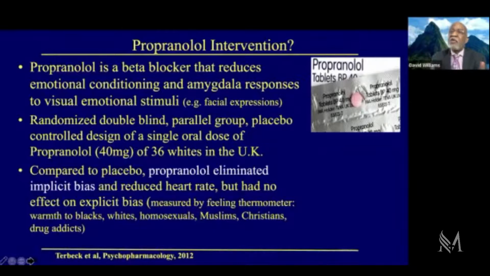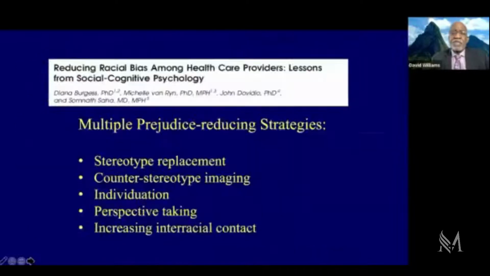You see, in our society today, there are some leaders who say that implicit bias is fake news. It's not real. It's just people have made it up. No, it's not fake news. It's a real process in our brains that we can even use a chemical substance and intervene on it. The good news is there are a number of strategies that have been shown in scientific research to reduce implicit bias. Things like stereotype replacement, or counter-stereotype imaging, or individuation, or perspective taking, or increasing interracial contact. I'm going to explain them in a minute.